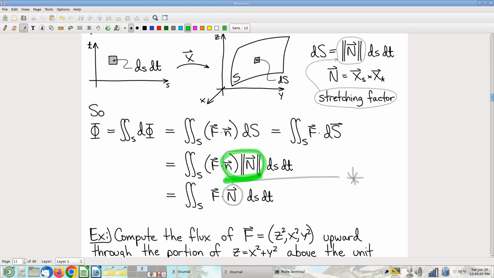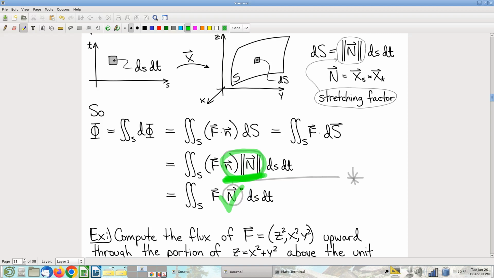Let's think about this product. It points in the direction perpendicular to the surface, just like capital N. It has magnitude equal to the magnitude of capital N, just like capital N. This product here, little n times the magnitude of capital N, looks like a duck and quacks like a duck. And so I argue that it's a duck. It is capital N. Now again, it points in the same direction as capital N. It has the same magnitude as capital N. Doesn't that make it capital N?